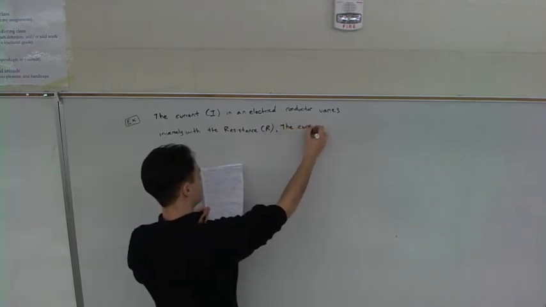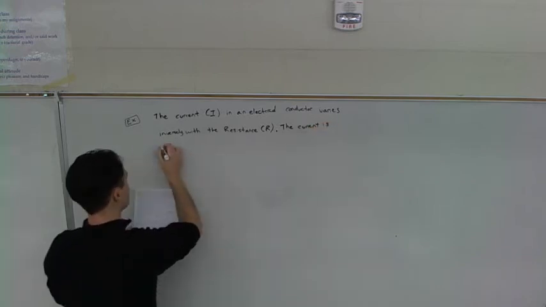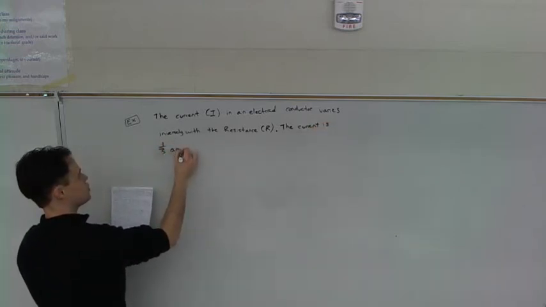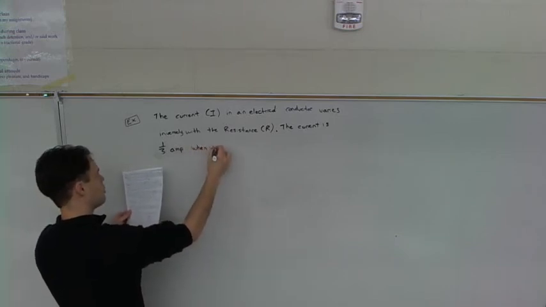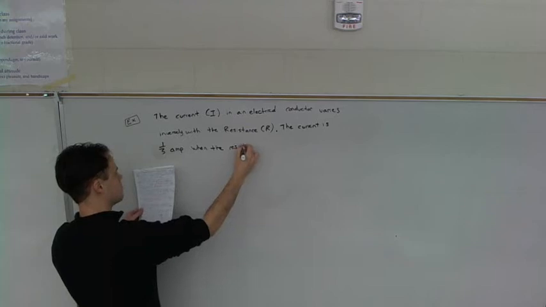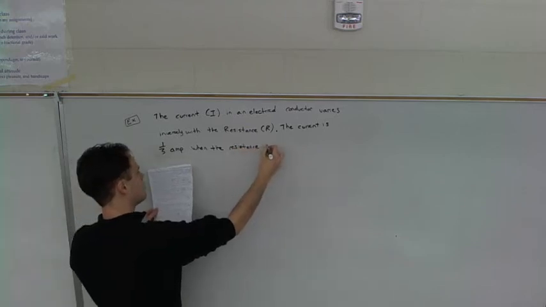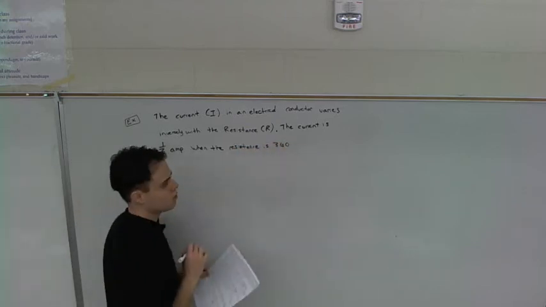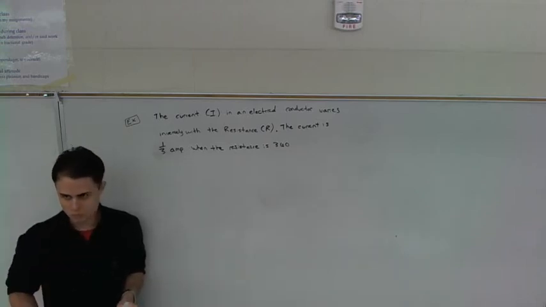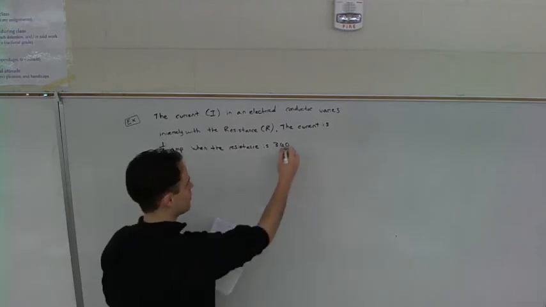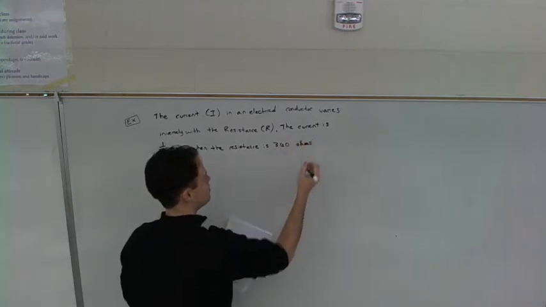They're also going to tell us the current. Current is measured in amps usually, so it's 1/3 amp when the resistance is 360. Anyone know what resistance is measured in? No. Ohms. Very nice.